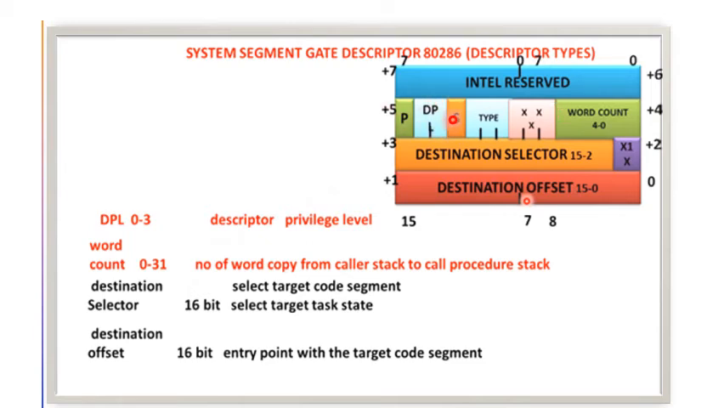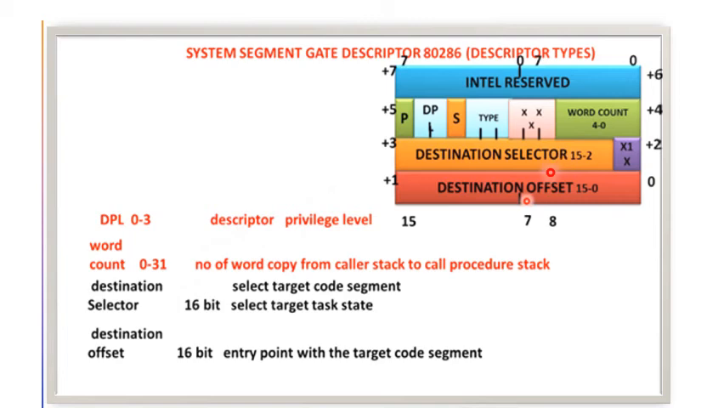DPL is nothing but the descriptor privilege level, and it is for type 0 to 3. Next is the word count. The word count is from 0 to 31. It is the number of words to copy from the caller stack to the called procedure stack, and it is only used with call gate.